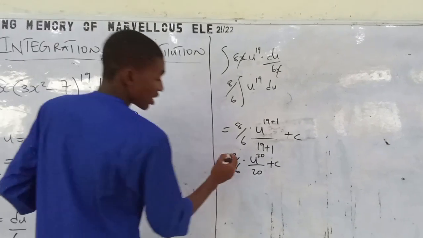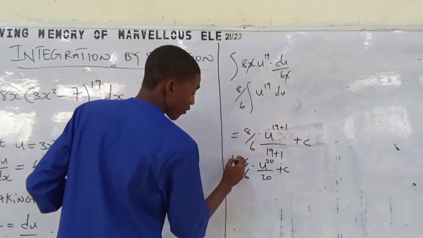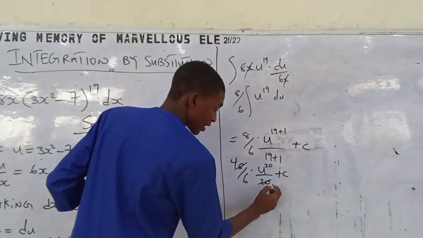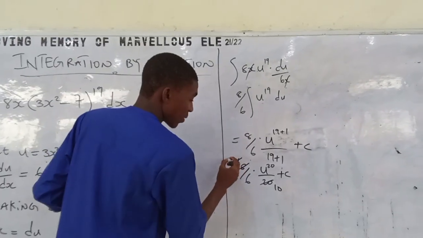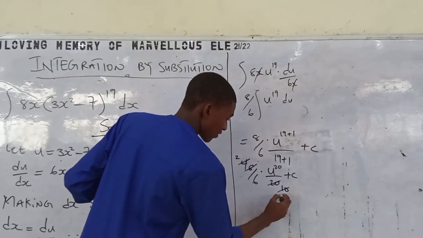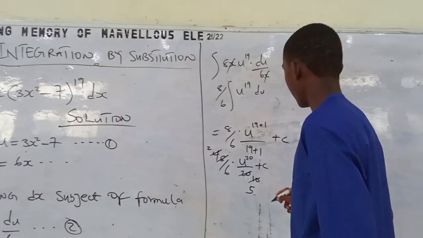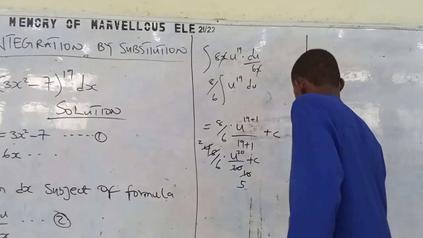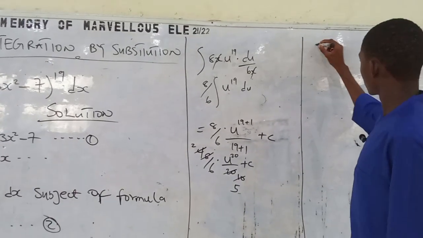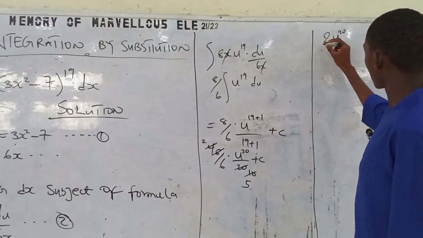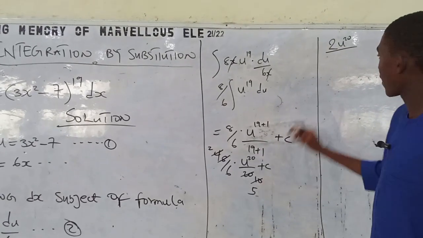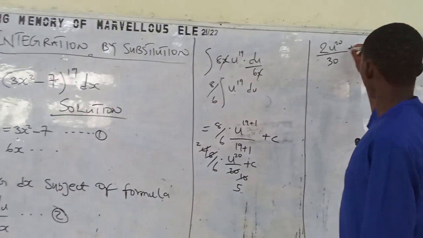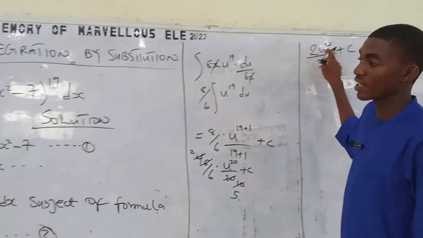You can reduce this. If you divide by 2 here, we have 4. Divide by 2 here, you have 10. Divide by 2 here again, we have 2. And divide by 2 here, we have 5. So our answer is 2u to the power 20 all over 6 times 5, which is 30, plus c.